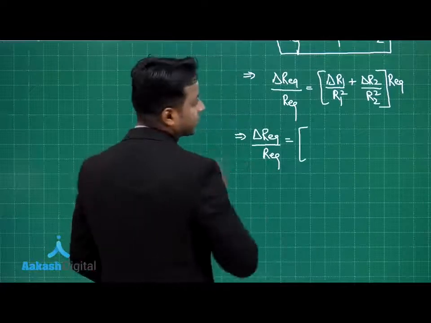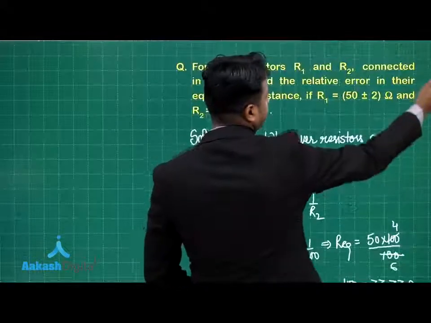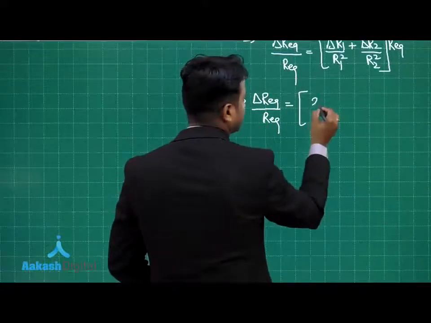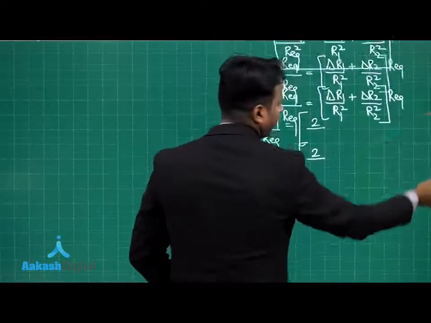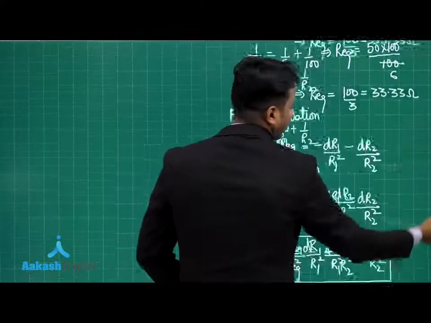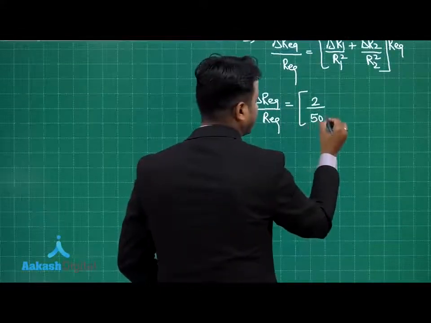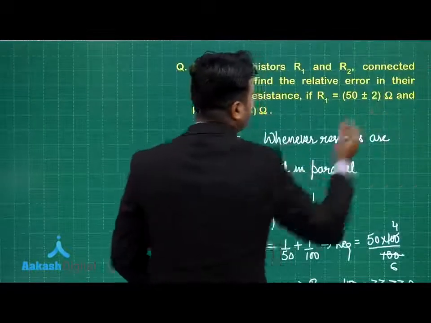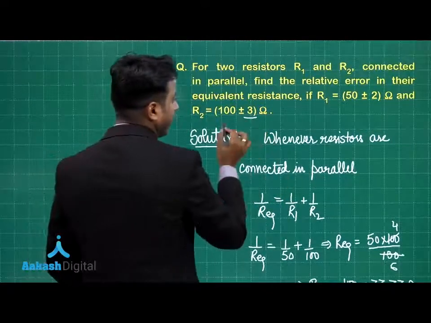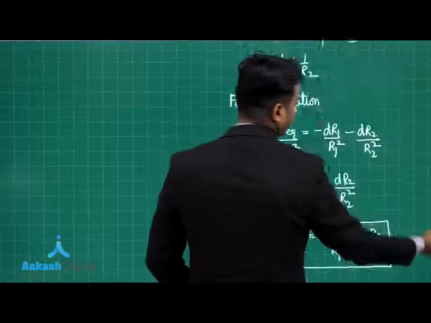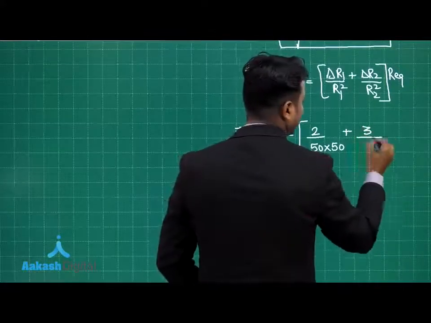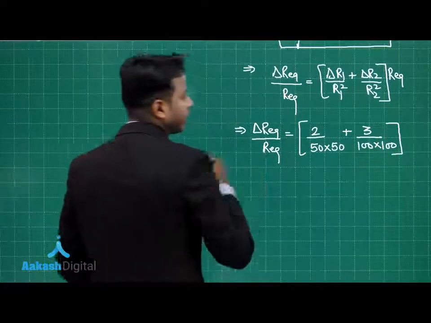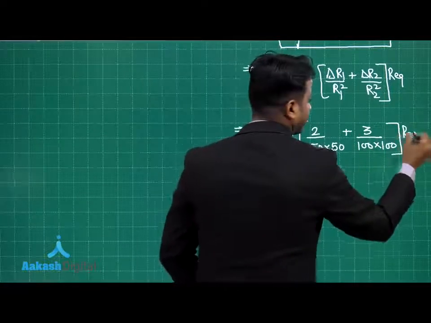now the first expression is delta R1, the error in the first resistor, that is 2 ohm. So I can write down this as 2 divided by R1 square. So this is 50 square, so this is 50 into 50. Then addition delta R2. Tell me what is delta R2? Delta R2 is 3, and what is R2? R2 is 100. So I can write it down. This is 3 divided by 100 into 100 and multiplied with R equivalent.